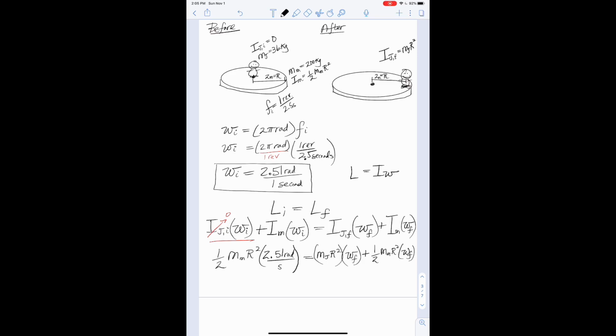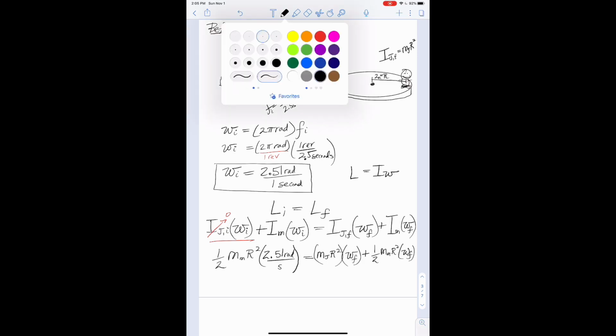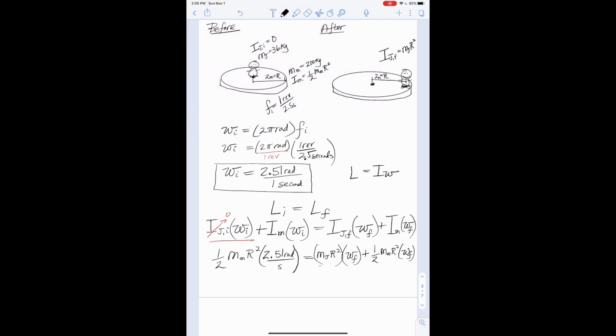Now, something you might notice here is that both of the terms on the right here are being multiplied by omega f. So you could have written that differently, and I could have done that for the left side as well. So I'm going to show you what I mean here real quick. Do I have a mass of the merry-go-round? I do. Okay, it's 200. I forgot to write kilograms, dang. All right, I'll just jot it in right there.